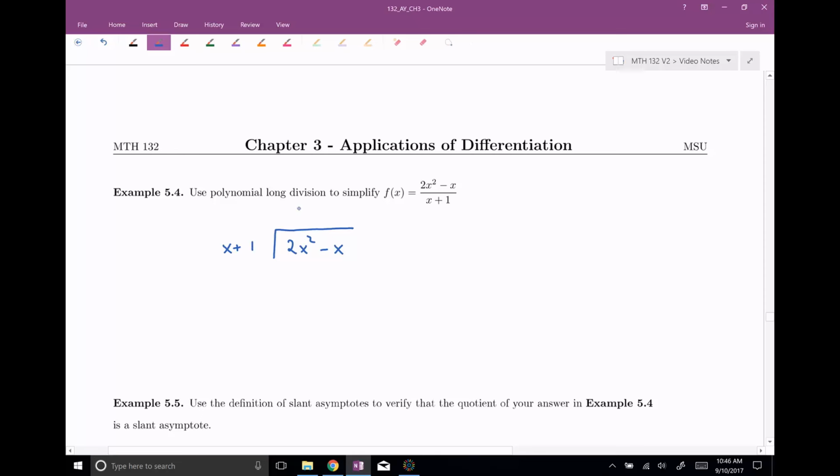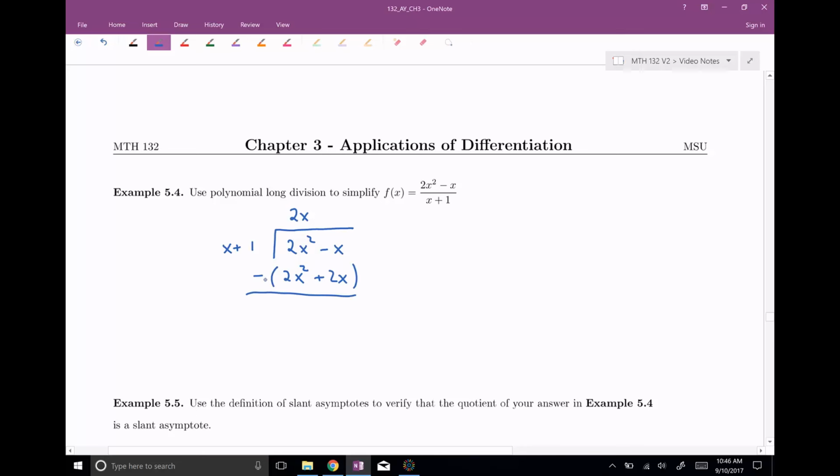What do I multiply by x in order to get 2x squared? You only really consider these leading terms. What do I multiply by x in order to get 2x squared? And here the answer is 2x. So if you multiply the 2x by x, you indeed get 2x squared, but you also have to multiply by this 1. So 2x times 1 is going to be plus 2x. And now you subtract it all.